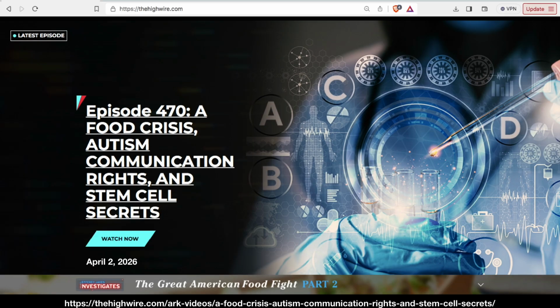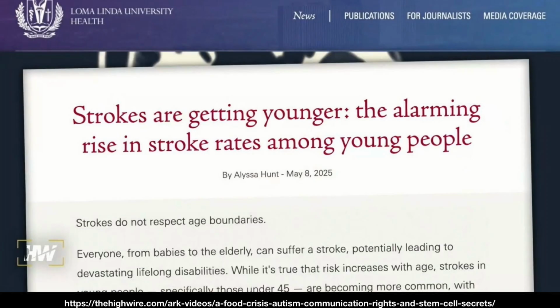Now it's current events. I like people to have an opportunity to think in a multitude of areas. And the news media and our government don't necessarily give us all the information. So this is last week's High Wire. It talked about strokes getting younger, the alarming rise in stroke rates among young people, and myocarditis too.